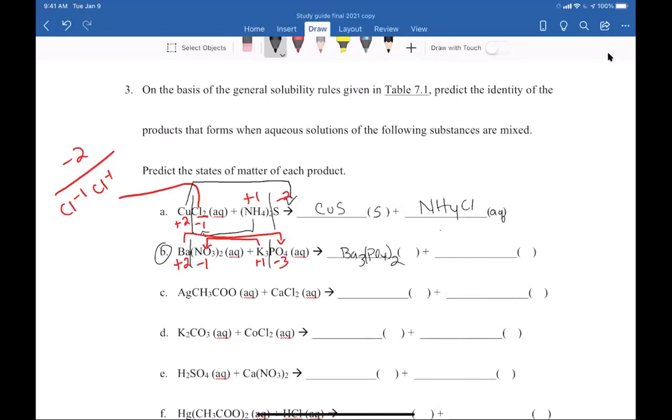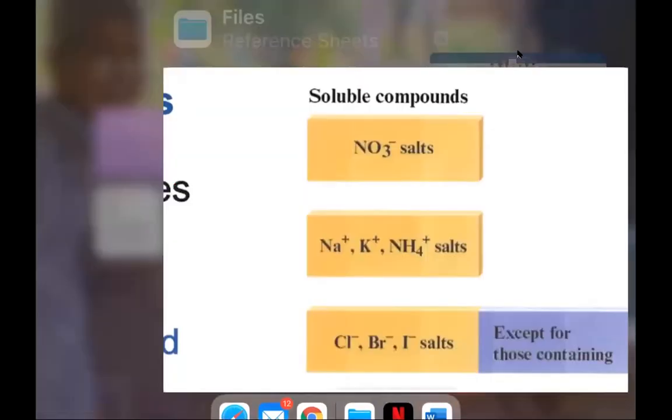Then inner inners are K +1, NO3 -1. Do those balance? Yeah, it is balanced. Yes, correct. So we do KNO3. Okay. Now we just need the states of matter.